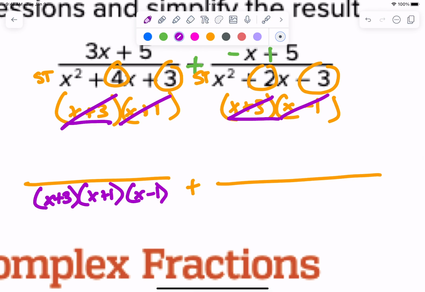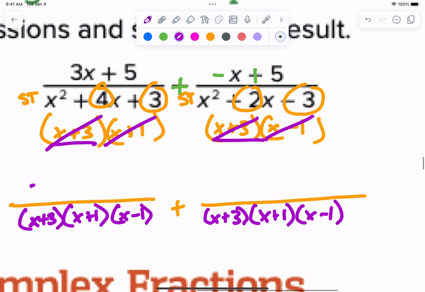So that's my common denominator, yeah? We only need 3 pieces instead of 4. Here we go, X plus 3, X plus 1, X minus 1. All right, now I'm going to write what I have, 3x plus 5 and negative x plus 5. And I'm going to write what he needs.